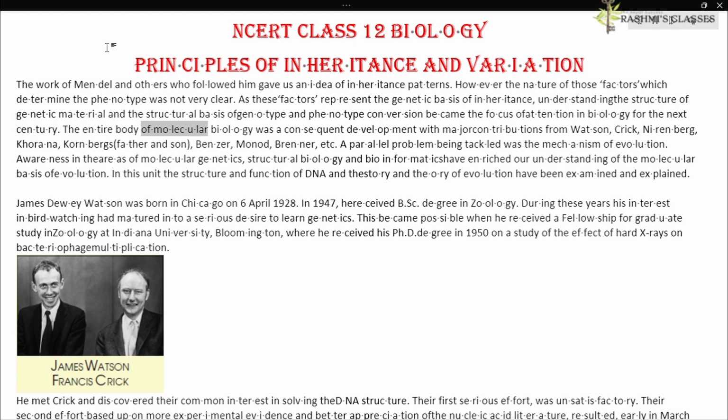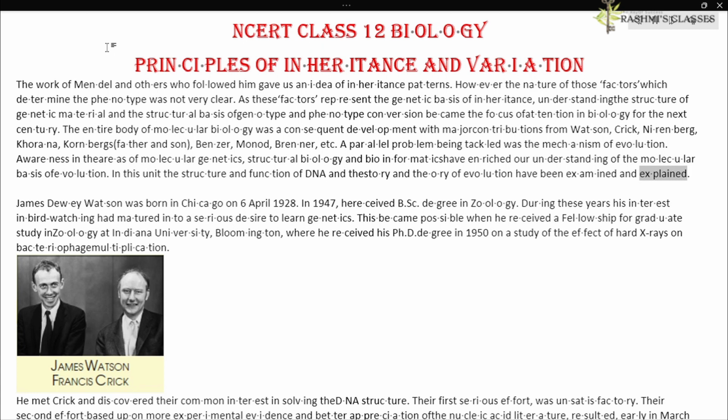The entire body of molecular biology was a consequent development with major contributions from Watson, Crick, Nirenberg, Khorana, Kornbergs, father and son, Benzer, Monod, Brenner, etc. A parallel problem being tackled was the mechanism of evolution. Awareness and theories of molecular genetics, structural biology, and bioinformatics have enriched our understanding of the molecular basis of evolution. In this unit, the structure and function of DNA and the history and theory of evolution have been examined and explained.